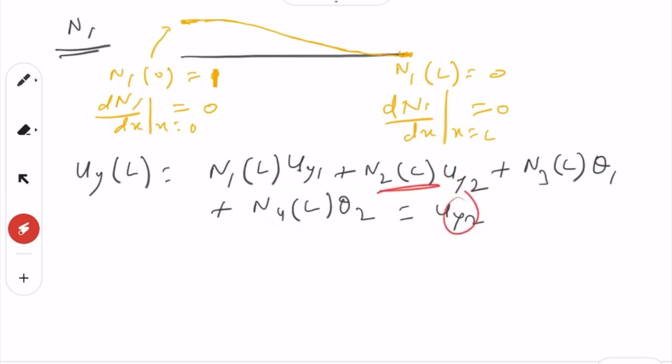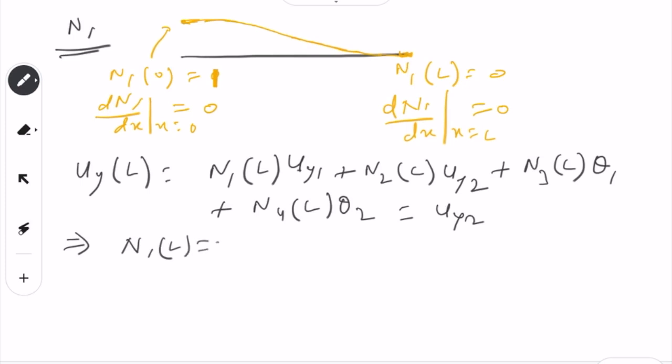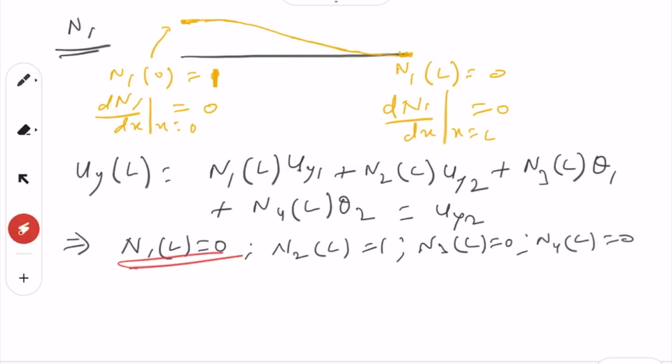So, only this will be 1. That tells you that n1 at L is 0, right. So, n2 at L is equal to 1, n3 at L is 0, and n4 at L is also equal to 0. Yeah. So, n1 at L equal to 0, this is what we are writing here.